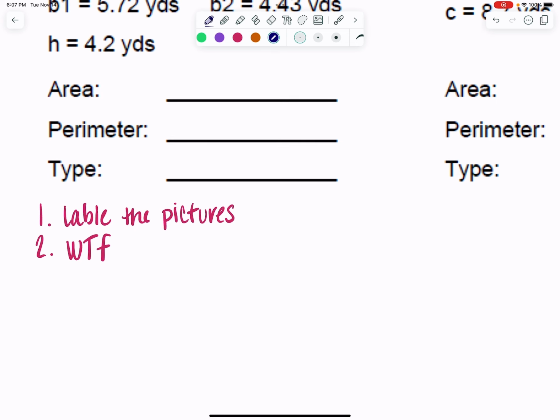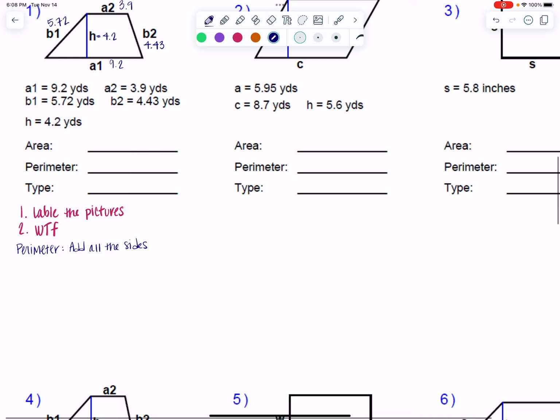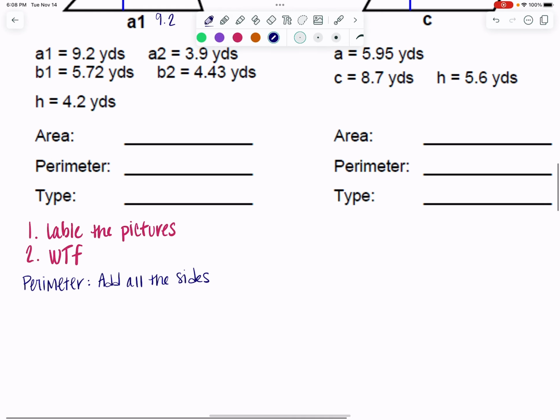For perimeter, we'll do that one first. We add all the sides. But Miss Graham, I can't do that in my head, so use your calculator. But before you put it in your calculator, you need to write down what that looks like. But that's so much work, Miss Graham. Suck it up, Buttercup.